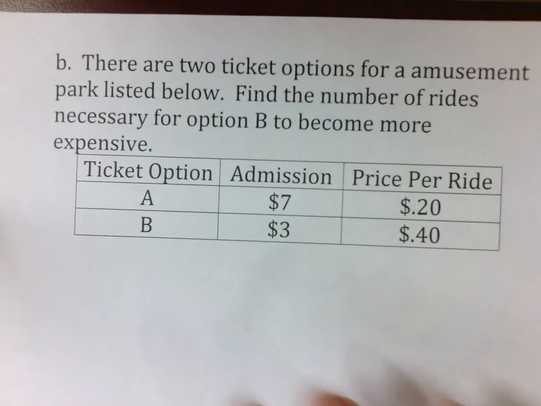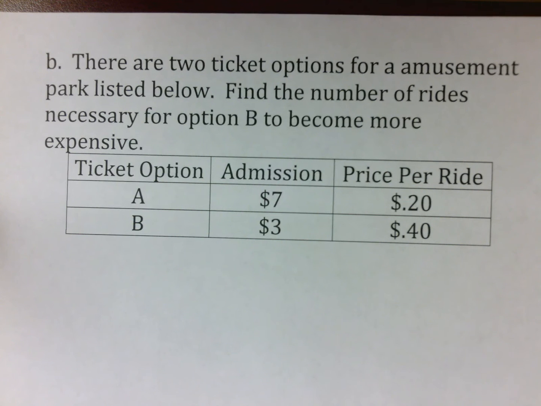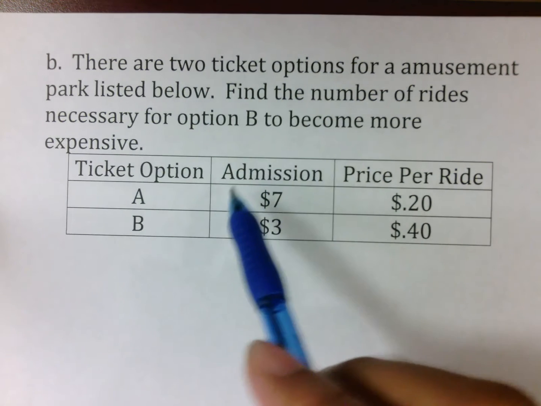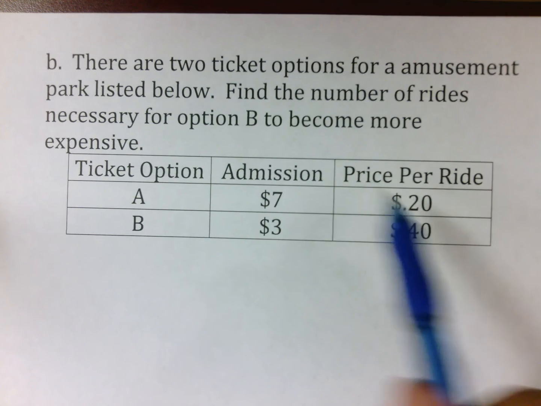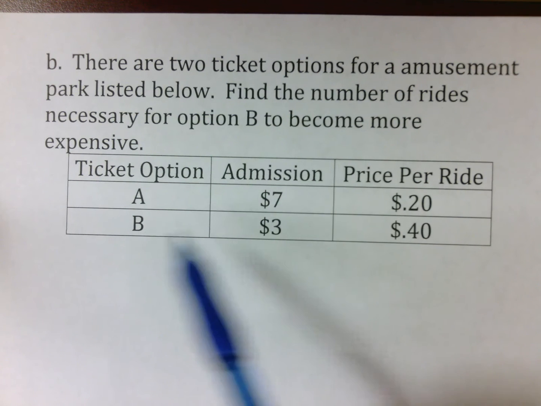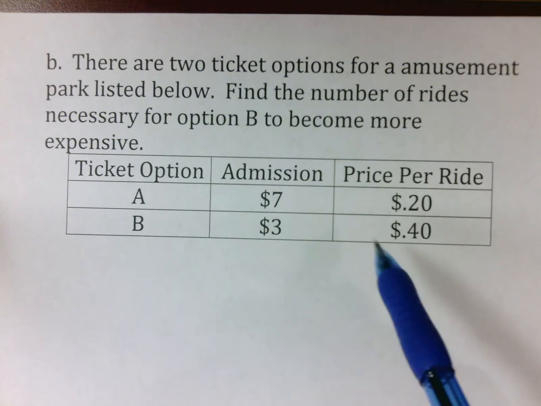Another problem we're going to look at talks about rides at a place you're getting to and finding out which one's going to be cheaper. You've actually done this kind of problem before, but we're going to do it a different way. It says these are 2 ticket options. Of course, one of them is charging $7 plus 20 cents per ride, so it's cheaper per ride but higher per admission. B is less per admission but more per ride.